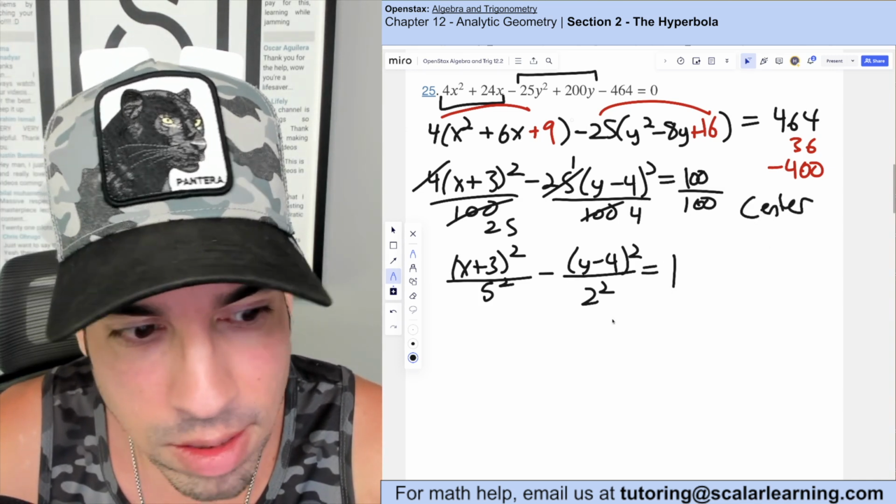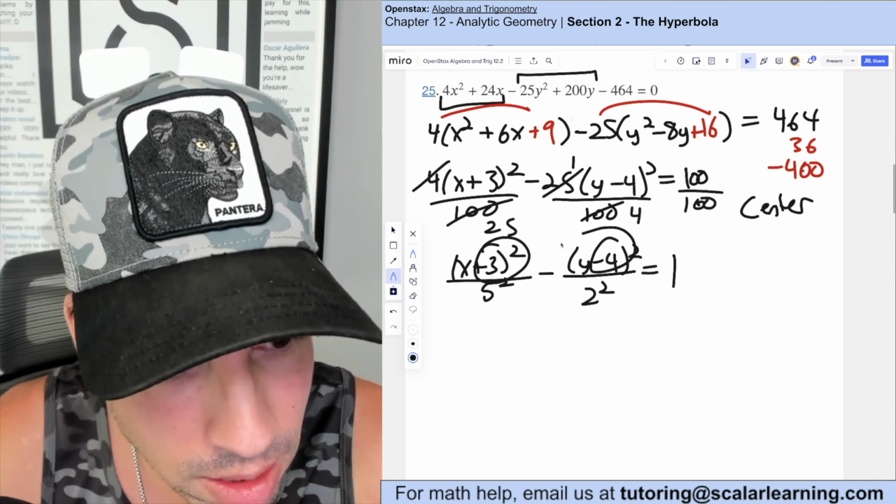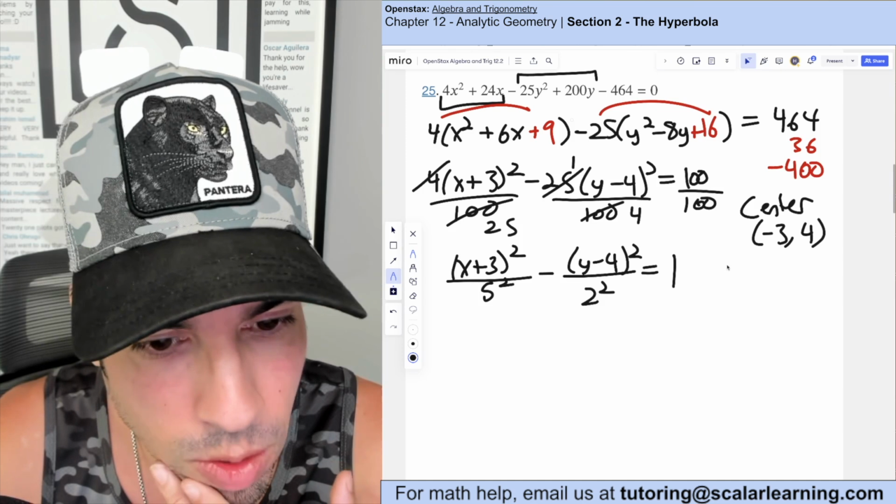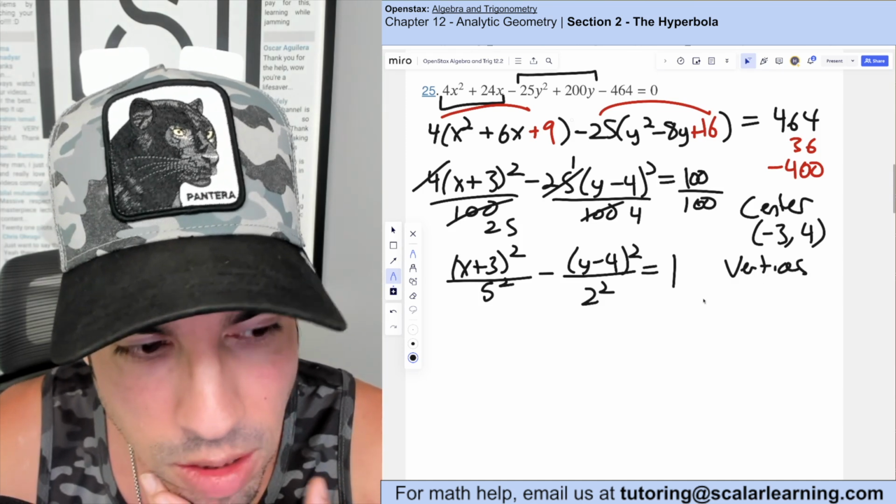First, what is the center of this parabola? Opposite of that, opposite of that. That's going to be -3, 4. What are the vertices? Okay, well, let's look at this hyperbola.